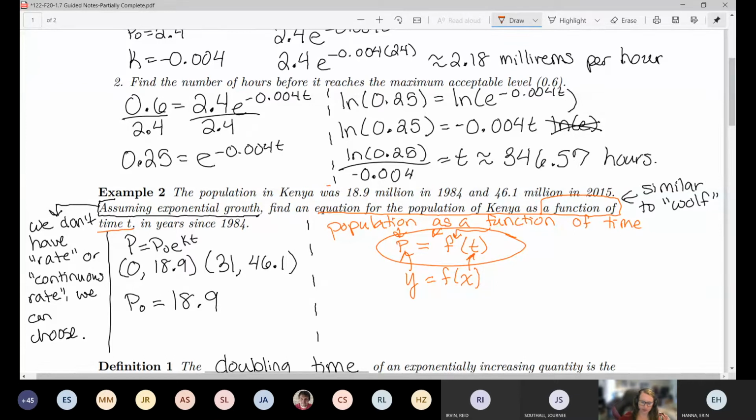So I'll leave that up for a couple of seconds, but then I'll need to erase it because I need the space. So where was I at? P0, we know what it is. It was 18.9 million. If we didn't know it, we would have to find it, and I'll make a side note of where that would need to happen when we get there. So I need to erase this thing I just wrote. I'll leave it up for another 5 seconds.